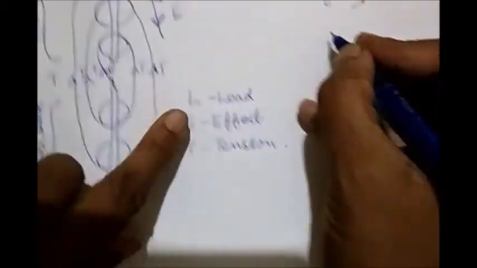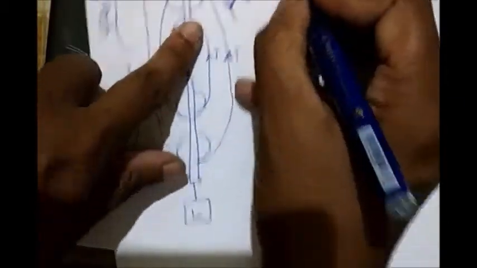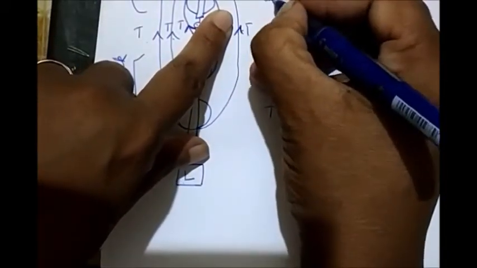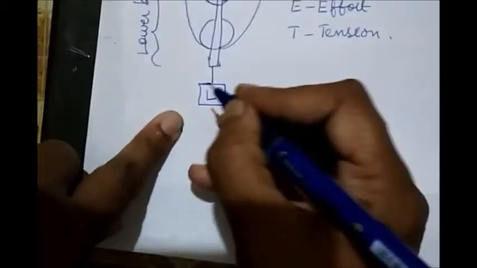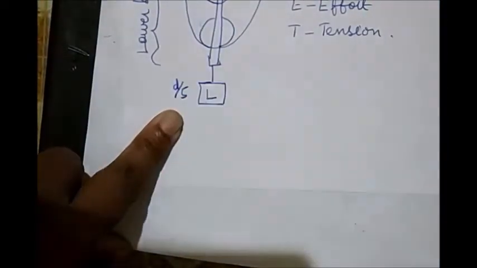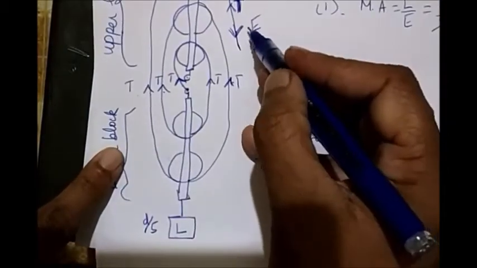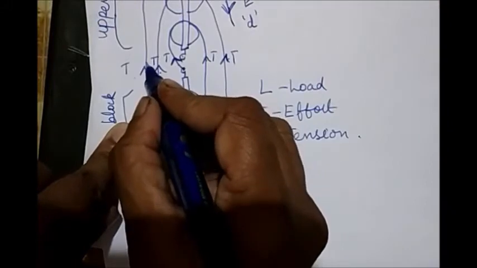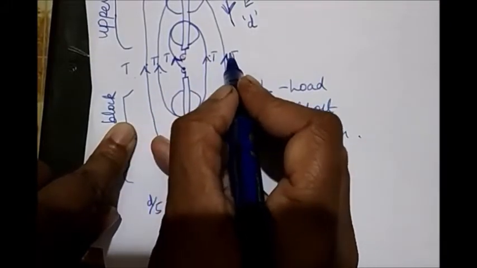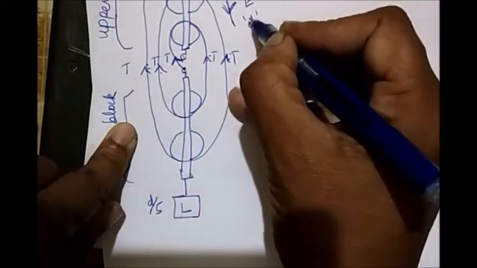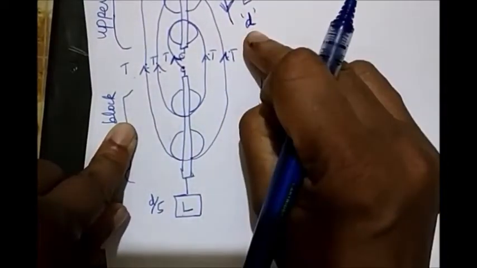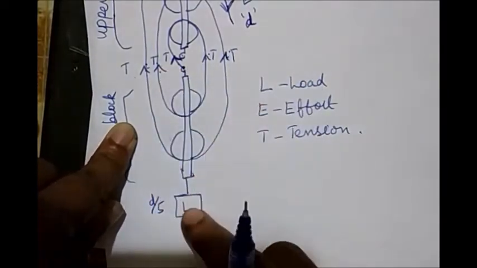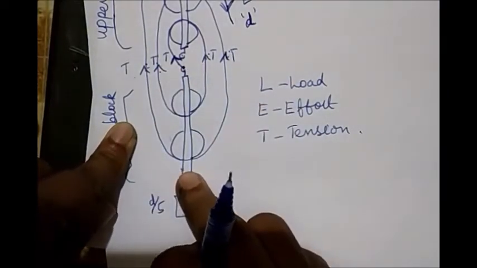Then coming to velocity ratio. If I pull this rope down by a distance D, the load would have lifted by a distance D by 5. Because the drag of the rope has to be shared by these 5 ropes, 1, 2, 3, 4, 5. All these 5 ropes have to share this pull of distance D. So each one has to move by a distance D by 5, so the load will also move up by a distance D by 5.